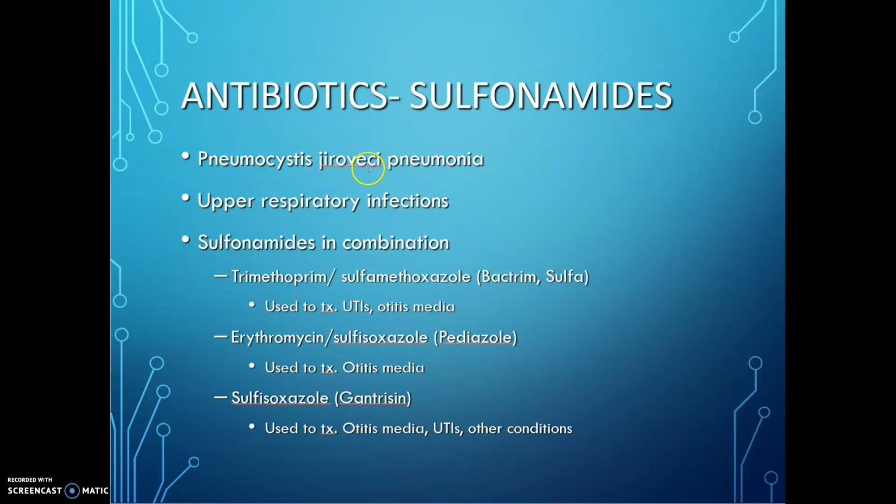There are other uses of sulfas, right? So upper respiratory infection like Pneumocystis jirovecii pneumonia, and then in combination, like I was talking about. Anytime you see that sulfa prefix, that is your sulfonamides. And so they are more effective in a combined use. Like Bactrim is very, very common for UTIs. That's one of the most common ones we'll see, Bactrim and Macrobid.